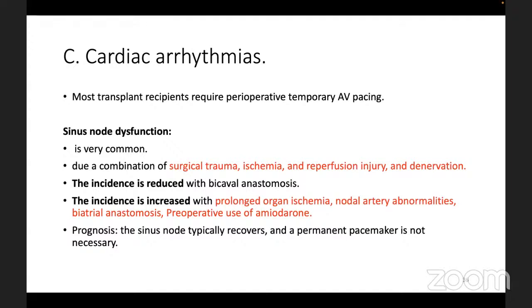We'll move on to cardiac arrhythmias. Most transplant recipients will have temporary AV pacing, of course. Now, some of the suggested mechanisms or pathological pathways of how cardiac arrhythmias develop include surgical trauma, ischemia, reperfusion injury, and denervation. The incidence is reduced with bicaval anastomosis. It was also suggested that the incidence is increased with prolonged organ ischemia, nodal artery abnormality, biatrial anastomosis as opposed to bicaval, and preoperative use of amiodarone.